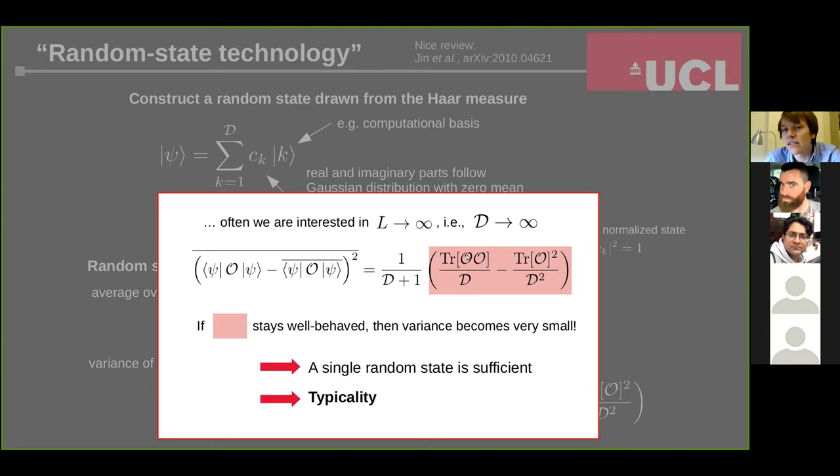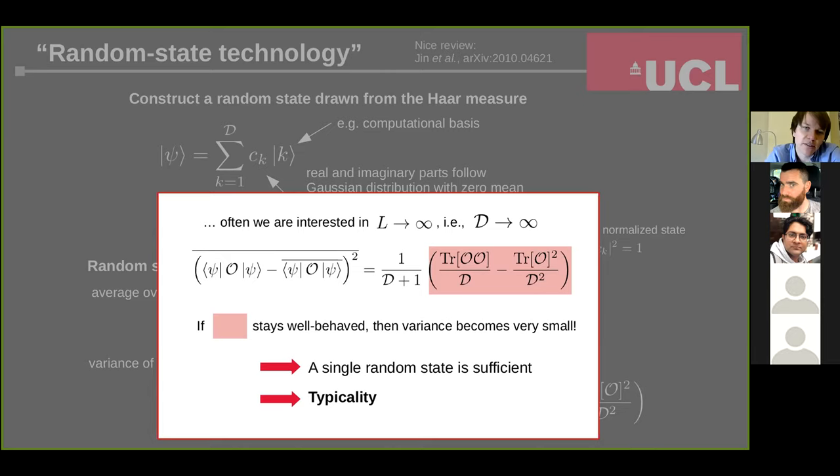So you might encounter problems where the spectral variance of your operator grows faster than the Hilbert space dimension. I mean, you might think you can construct something like this, and then this product wouldn't be small. But the important point is that for all physical problems that we want to study in the following, this red box here will typically behave very well. So it doesn't increase faster than the Hilbert space dimension. So the product of these two guys here will be very small. And when you have a large enough system, then even a single random state is sufficient to approximate the trace very accurately. And this is what is called typicality, that a single random state can faithfully approximate the full statistical ensemble.